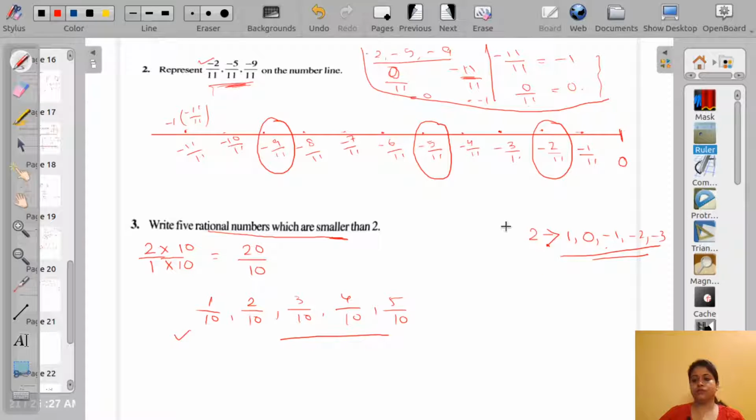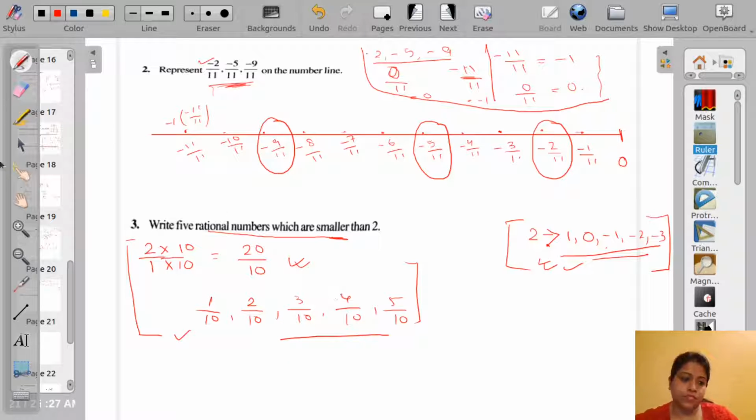This answer is also correct, but you can do it in this process also. These are the 2 methods I have shown you. You can write directly, and if you want to follow a proper method, then you can go with this method also. Okay, now next question.